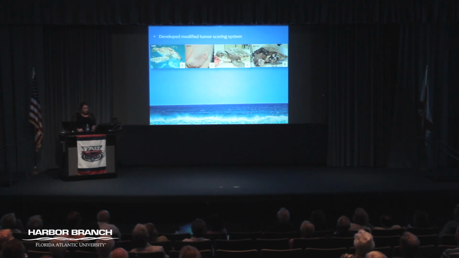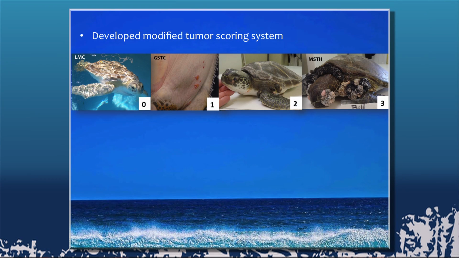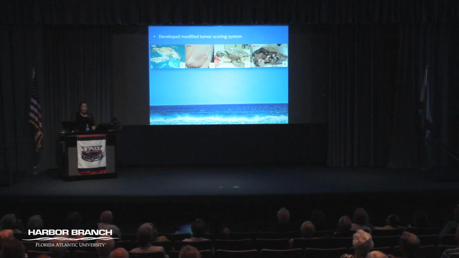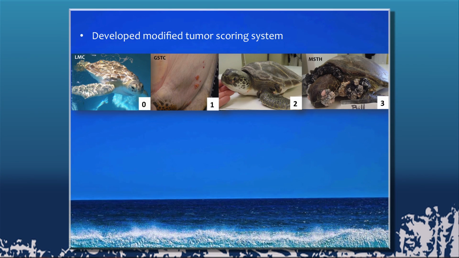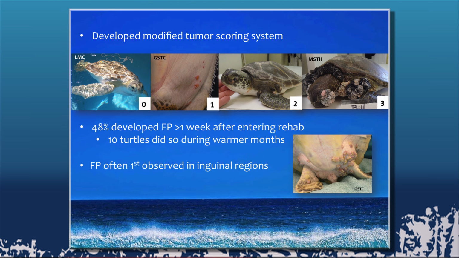In this study, we also developed a modified tumor scoring system based on tumor number, size, location, and severity, so like how aggressive the tumors are. And the tumor scoring system ranges from 0, which is unaffected, 1, mildly, 2, moderately, and 3, severely affected. We found that 48% of these turtles developed tumors over 1 week after entering rehab, and that 10 of them did so during the warmer months.